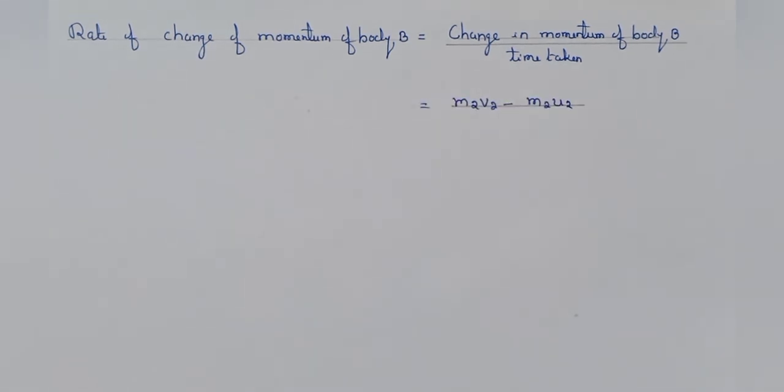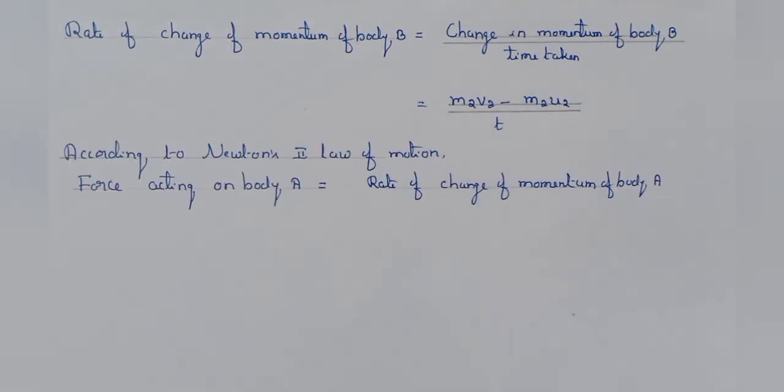And the time taken for this change in momentum is t. Therefore, the rate of change of momentum of body B is equal to m2 v2 minus m2 u2 by t. Next, according to Newton's second law of motion, force acting on body A is equal to rate of change of momentum of body A. The force acting on the body A is F1 and the rate of change of momentum of body A is m1 v1 minus m1 u1 by t. Consider this as equation 1.